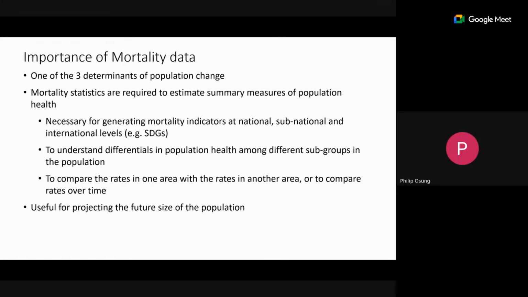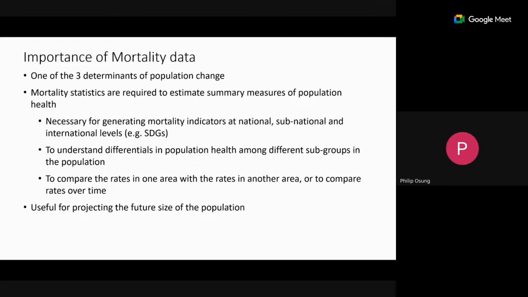It also helps us understand differentials in population health among different subgroups in the population. So the death rates in different subgroups and areas can help us understand some of the differentials in healthcare. If you are looking at the spatial distribution of deaths by causes, and you find that most of the deaths from a particular cause are coming from one place, further analysis could show that maybe it's the healthcare being given, or the infrastructure. So studying mortality levels and having this mortality data is key for this.